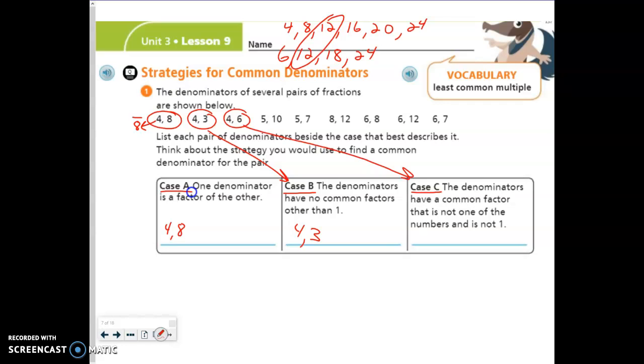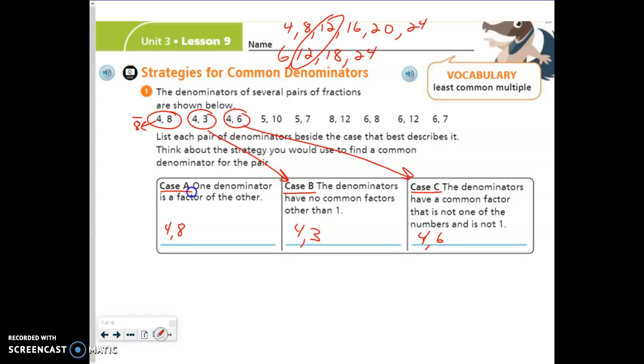So case C would be something that is along the lines of a 4 and a 6, where I'm still going to need to change both fractions, but I'm not choosing to multiply those two denominators together. It's going to create too large numbers. So as I look through the rest of my patterns here, I should be able to determine which of these number patterns go into which case.